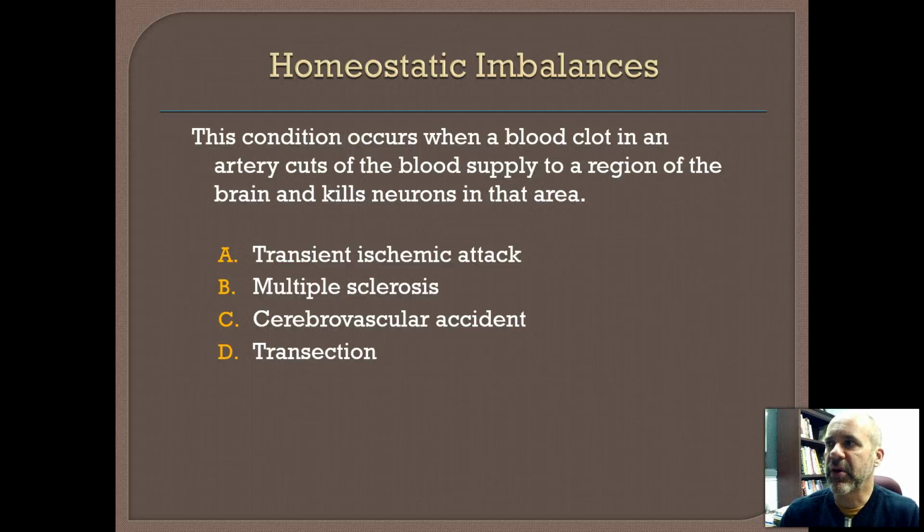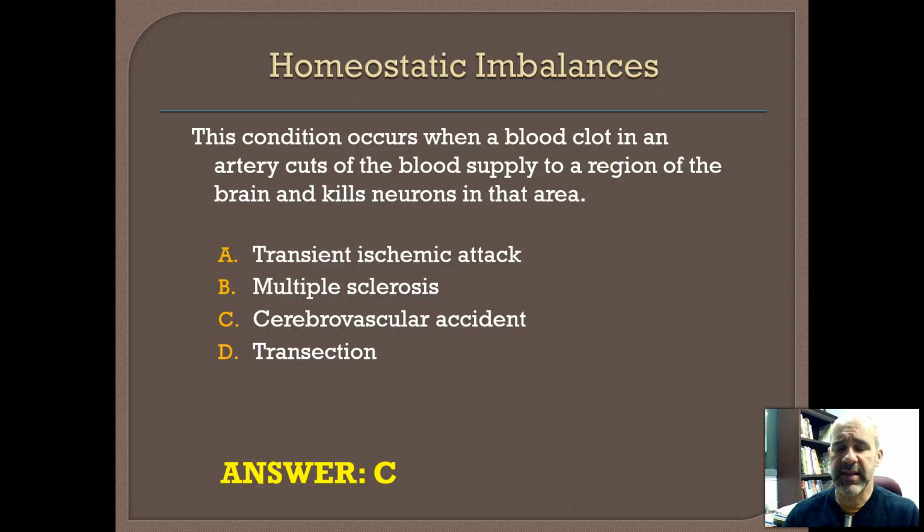Homeostatic imbalance. This condition occurs when a blood clot in an artery cuts off the blood supply to a region of the brain and kills neurons in that area. Kills the neurons. So is that a transient ischemic attack? Ischemia occurs when you have a cutoff of the oxygen supply to a particular tissue. That can be temporary or long-term, but transient means temporary. Is it multiple sclerosis? Is it a cerebrovascular accident? Is it a transection? Transection would be like if you cut the spinal cord, like in an accident. Hopefully you're thinking CVA there, or cerebrovascular accident. That's also another name for a stroke.